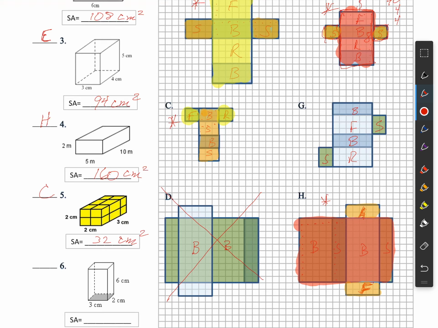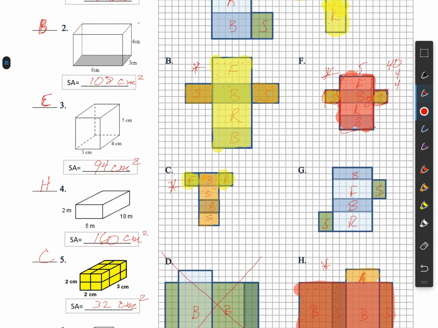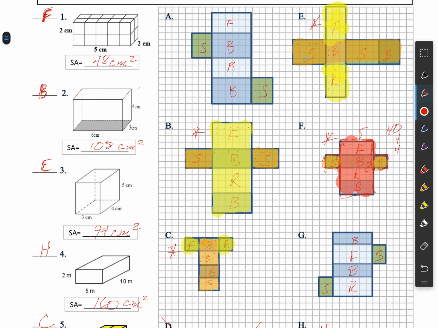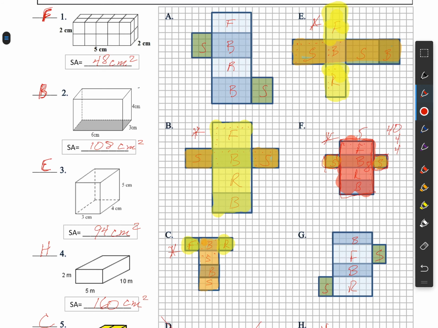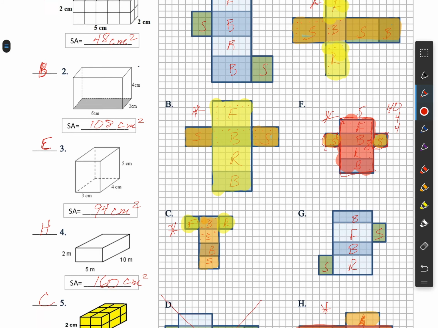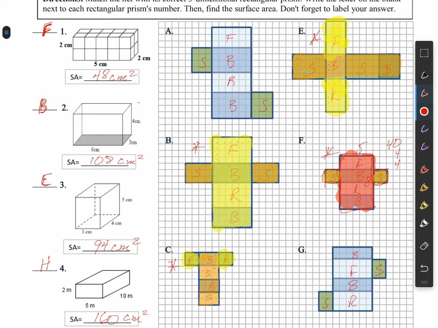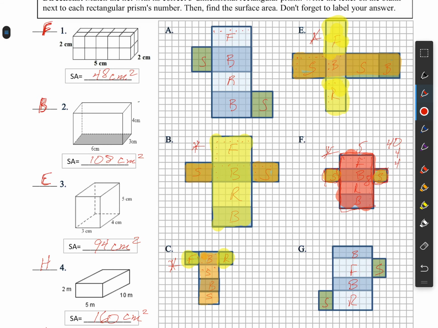For number 6, looks like we have a base of 3 by 2. So again, I'm going to look through, not many left. So it looks like I have a choice of A and G. All right. So again, we're looking for something that is a base of 3 by 2. So when I look at A, okay, I see also one of the other dimensions here for number 6 is 6 centimeters. And although this has 6, 1, 2, 3, 4, 5, 6, the problem is I don't have those 2 centimeters, that dimension, anywhere in A. So it can't be A.